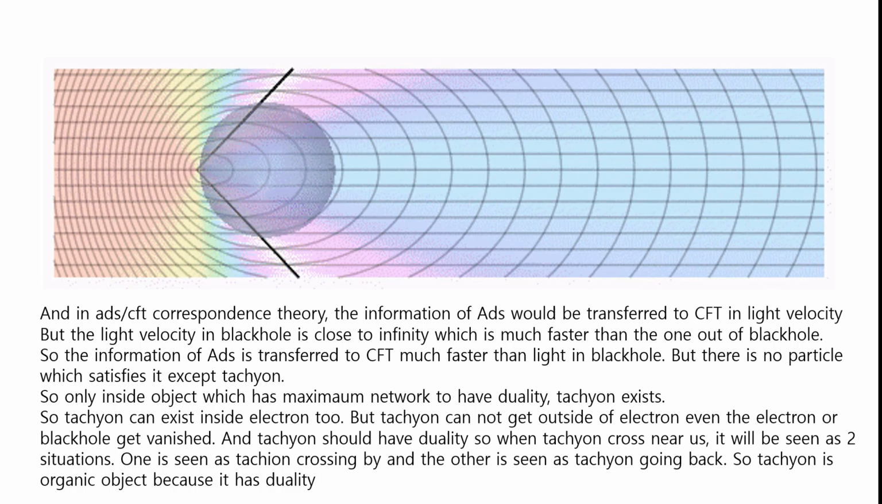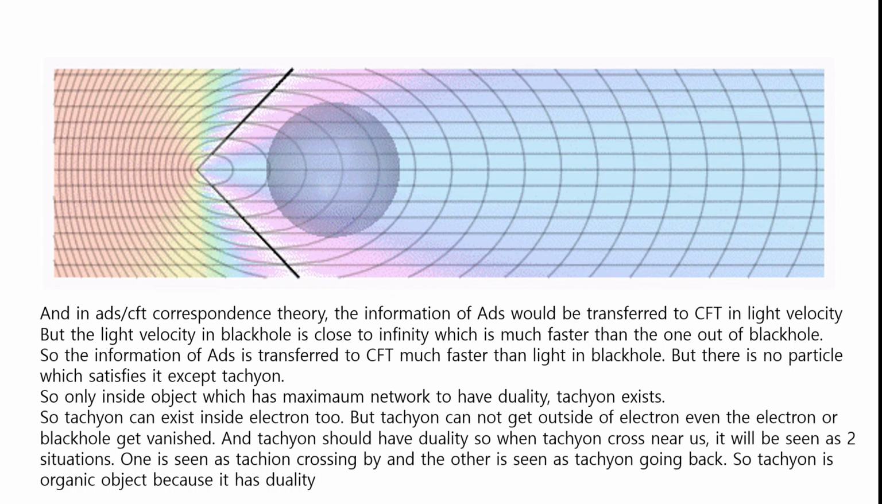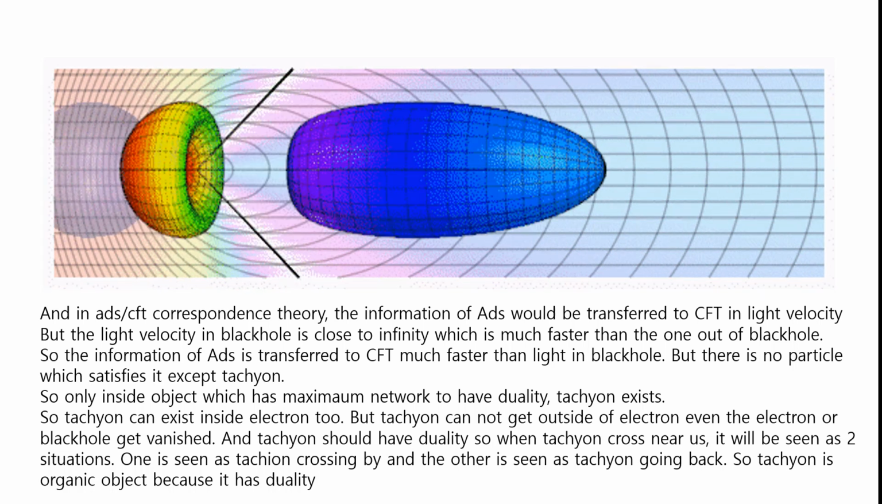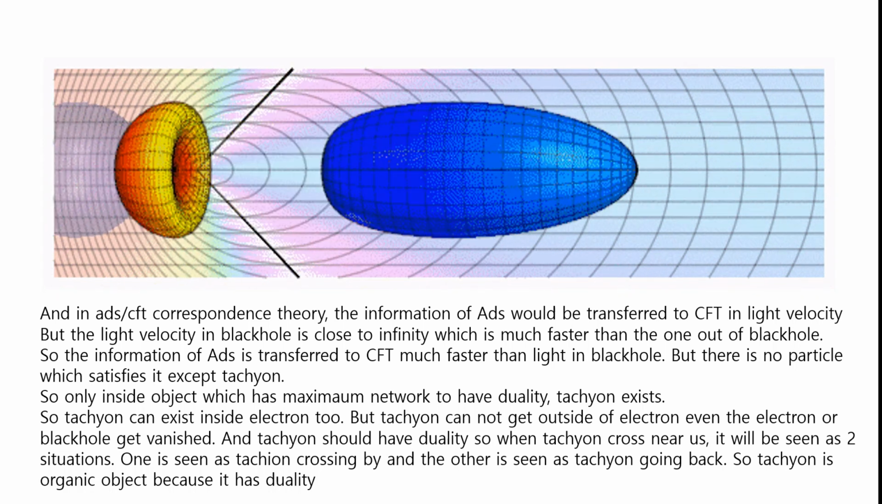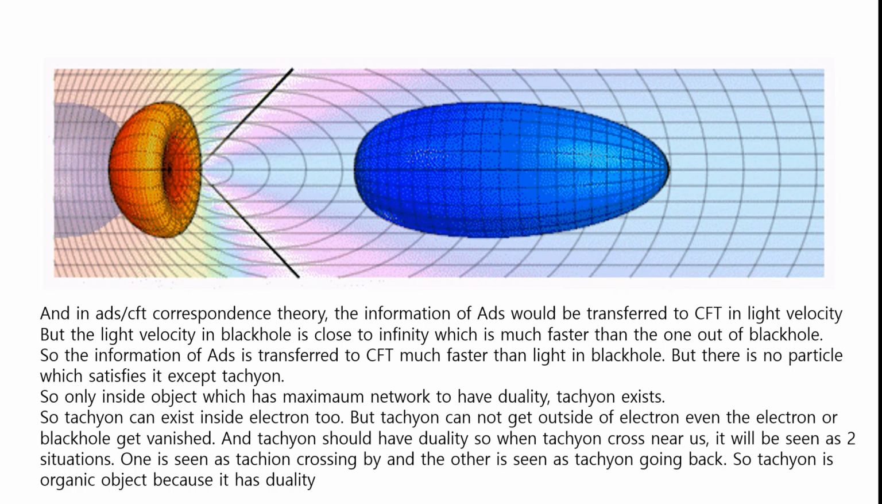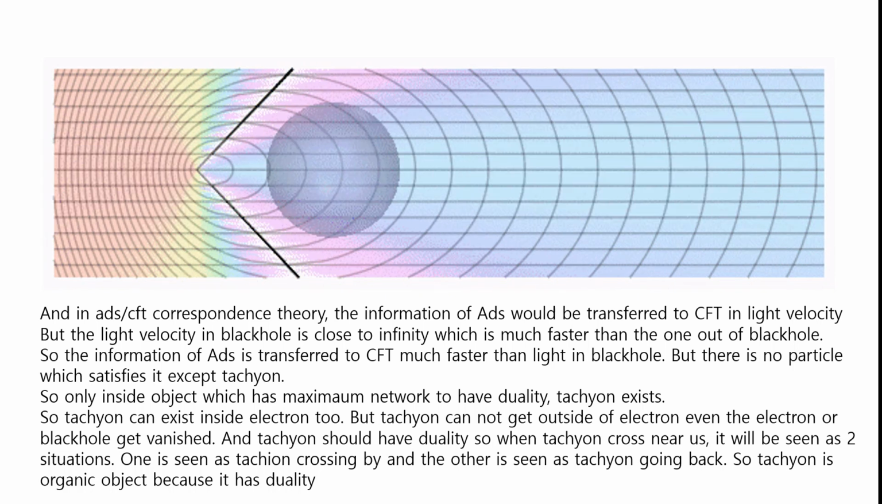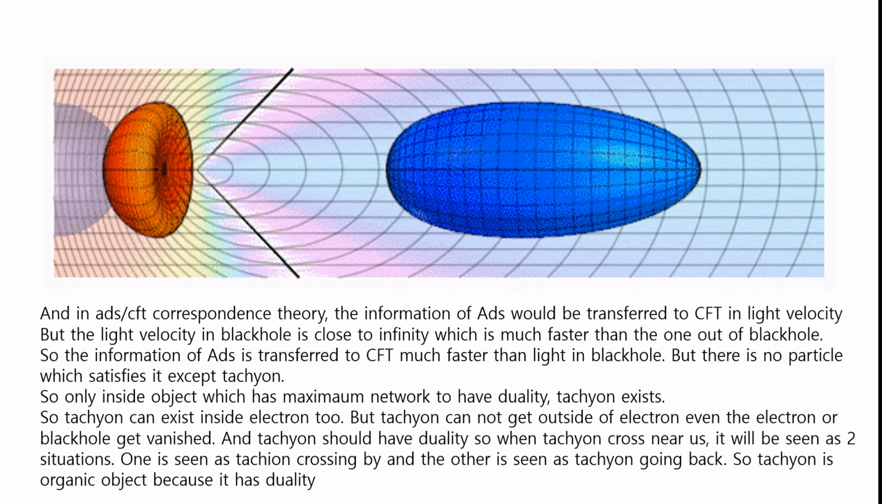And in the AdS/CFT correspondence theory, the information of the edge would be transferred at a speed faster than light, but the light velocity in a black hole is close to infinity, which is much faster than the one outside the black hole. So the information of the edge is transferred much faster than light in the black hole, but there's no particle which satisfies it except the tachyon. So a tachyon exists only inside an object which has maximum entanglement and duality.